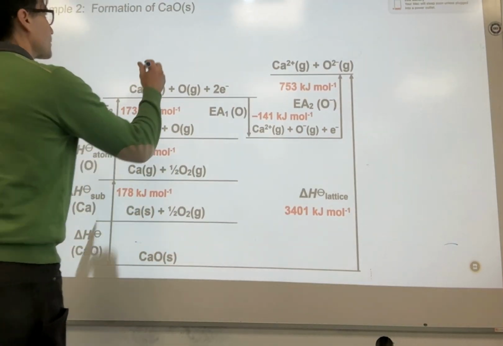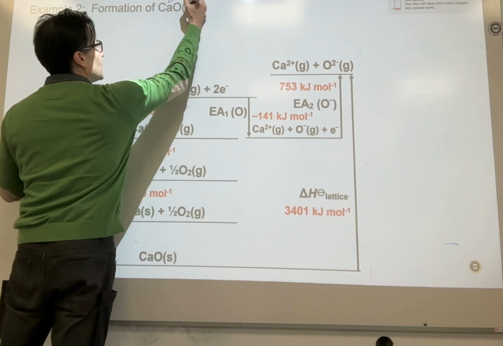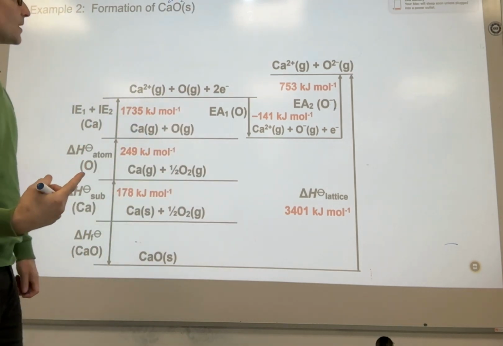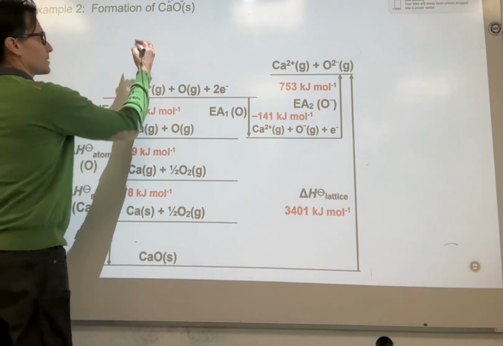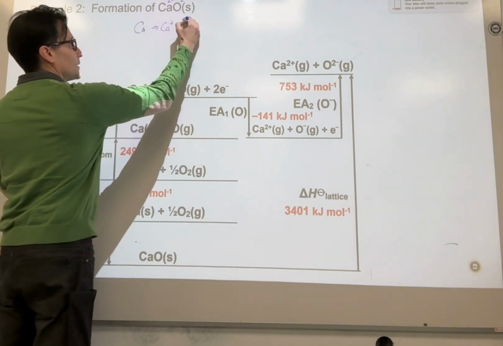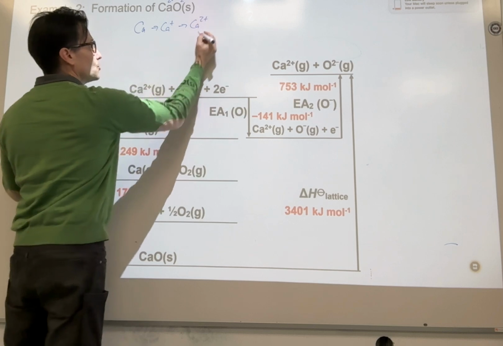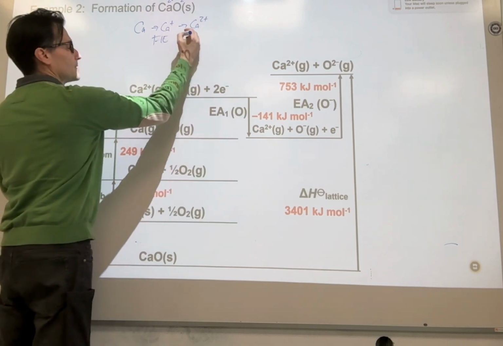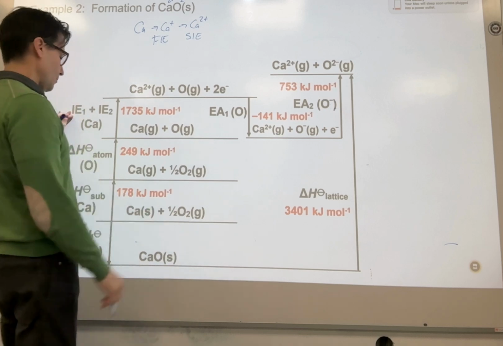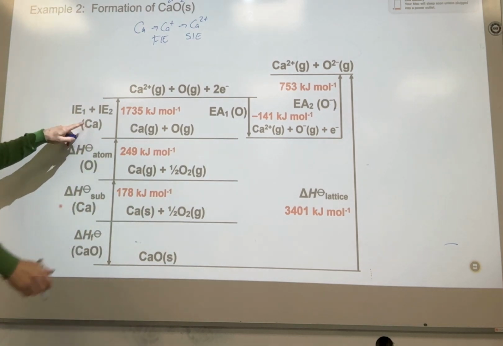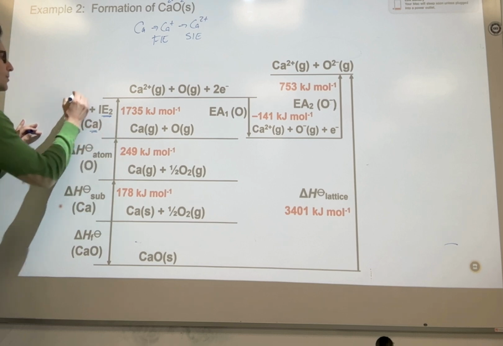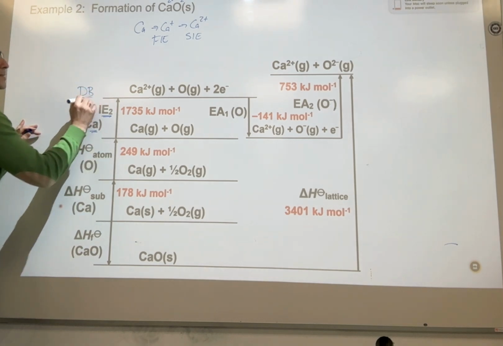CaO. All right, so this is 2 plus 2 minus. So this is actually the most complicated one. This is the one with the most steps. We're going to have to take calcium and turn it into calcium plus, and then turn it into calcium 2 plus. So that's first ionization and second ionization. And we're going to see that here. Calcium, ionization energy 1 and 2. You get those numbers from the data booklet.